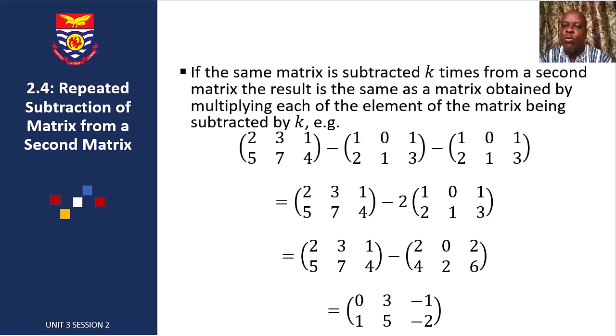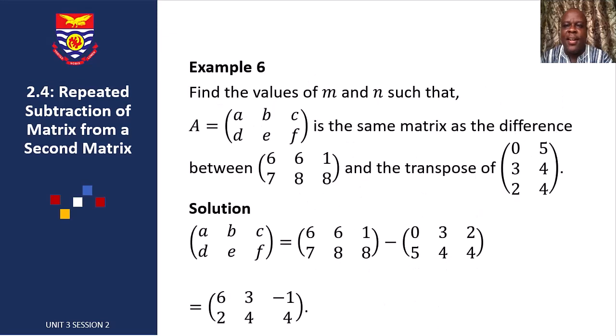We now do 2 minus 2. That is the first entry in the first matrix minus the first entry in the second matrix. So that gives us 0. Then we move to the second entry, 3 minus 0. Then we get 3. Then the third one, 1 minus 2. We get minus 1. Then we come to row 2. 5 minus 4. We get 1. 7 minus 2. We get 5. And then 4 minus 6. We get negative 2.